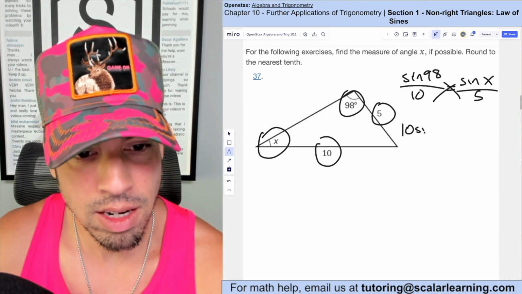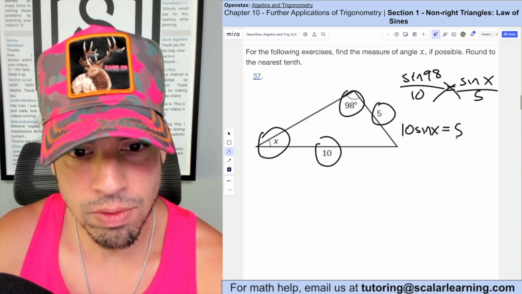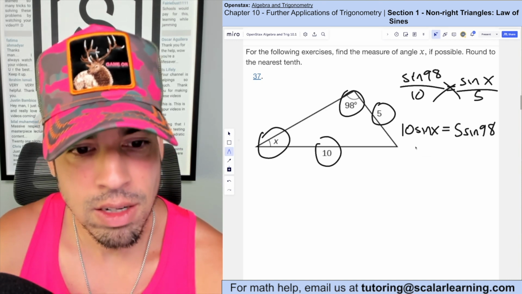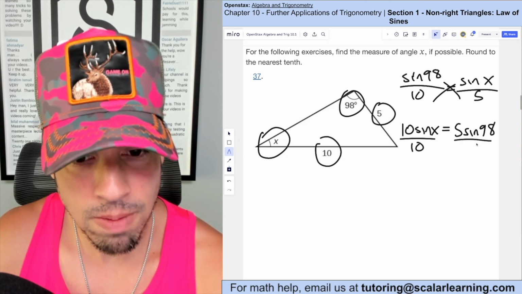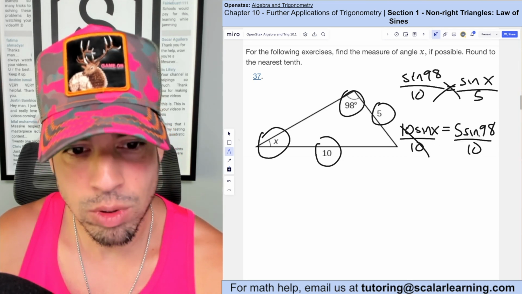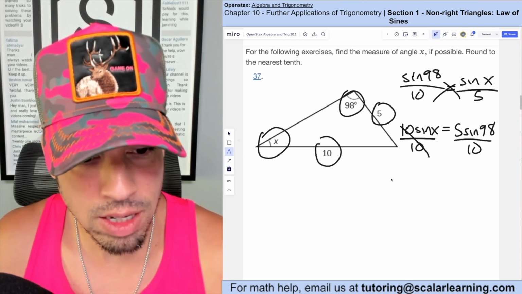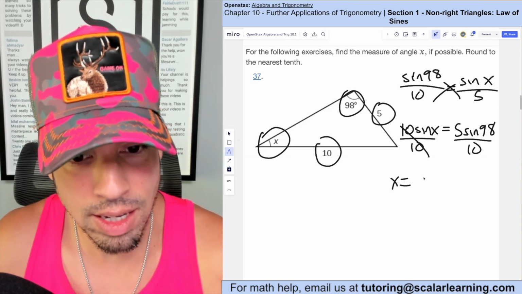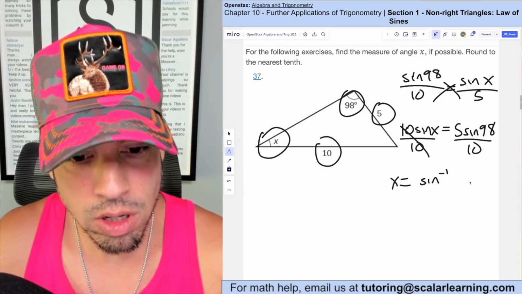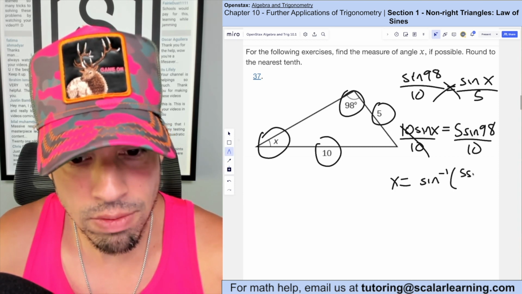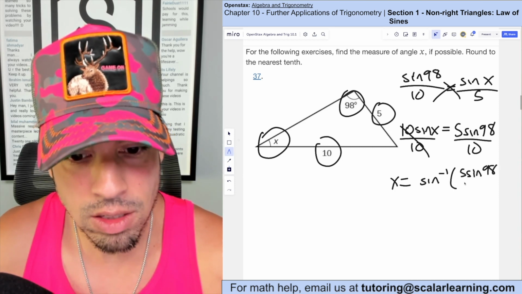We got 10 sine of x equal to 5 sine of 98. And then we're going to divide both sides by 10. And then we got sine of x equal to this quantity. So now to get rid of the sine, we have to do the opposite of sine, which is taking arc sine of both sides. That's going to cancel that sine out. And then we have arc sine of this quantity, 5 sine of 98 over 10.